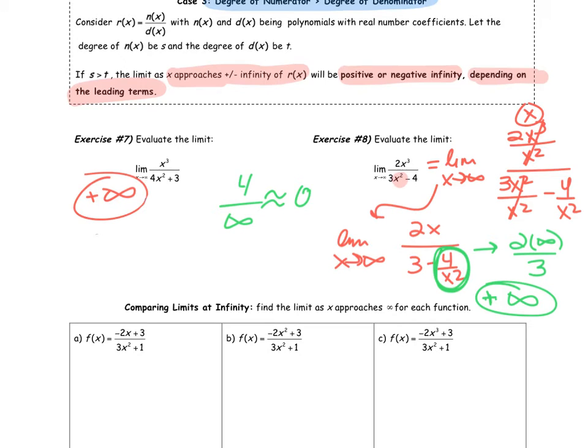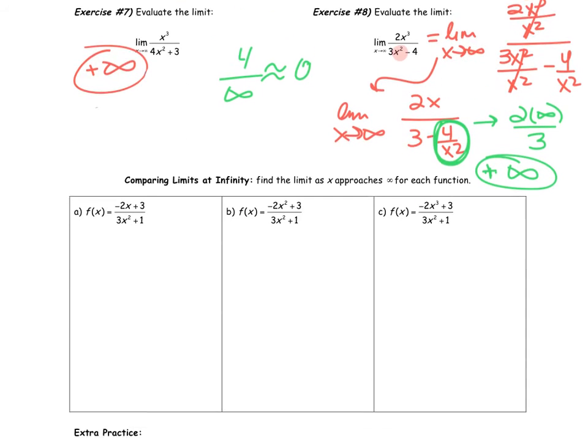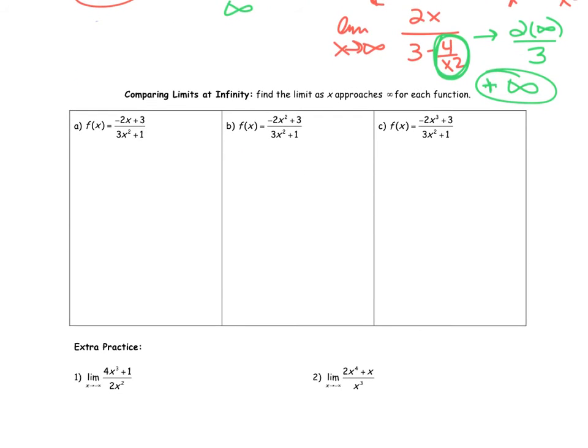All right. I want to take a look at a few of these now mixed, and we're going to apply this idea of dividing everything out by the term with the highest degree for all of these problems. It doesn't matter whether it's top heavy, bottom heavy, equal heavy. This is going to work every time. And if anything, I really think this allows you guys to see what's going on with the limit. So let's compare these limits, finding the limit as x approaches infinity for each of these functions.